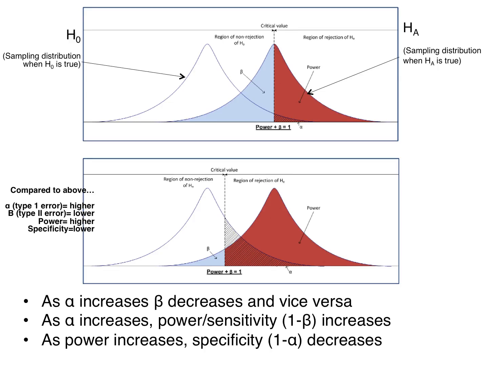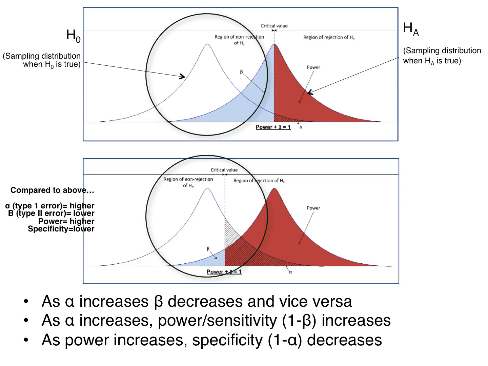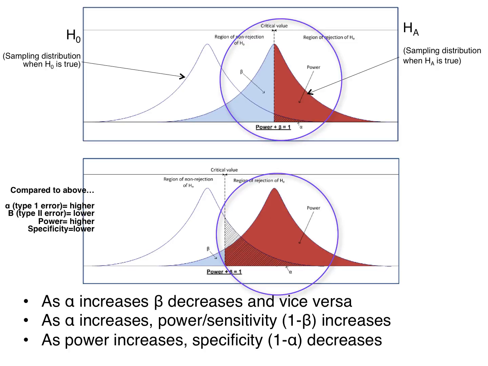So now we're going to discuss more details about the relationship between alpha, beta, power, and specificity. And this slide shows how these values are interrelated. Each of the two graphs shows two sampling distributions, one where the null hypothesis is true and one where the alternative hypothesis is true. The top graph shows a situation where our level of significance, or alpha, is quite small. So for example, this could be 0.01 instead of 0.05. The 0.01 p-value means that there is a 1% probability that we will incorrectly reject our null hypothesis or conclude that there is a difference when there actually isn't one.